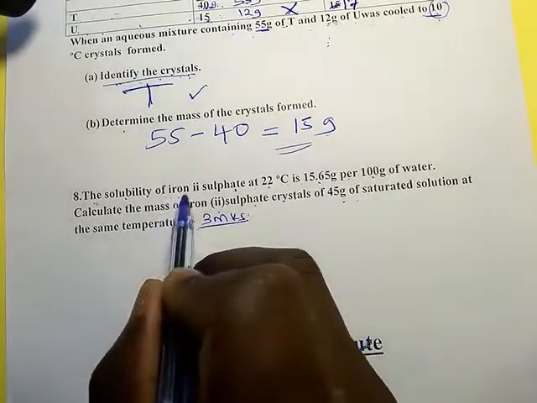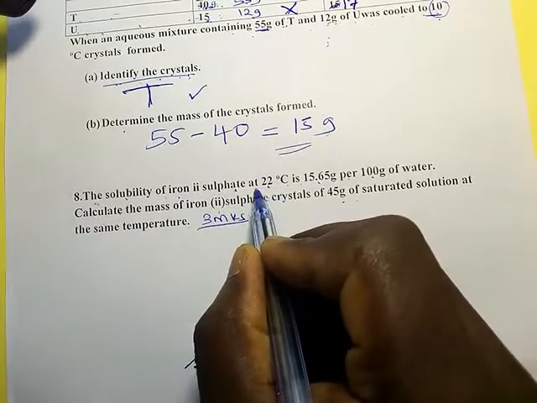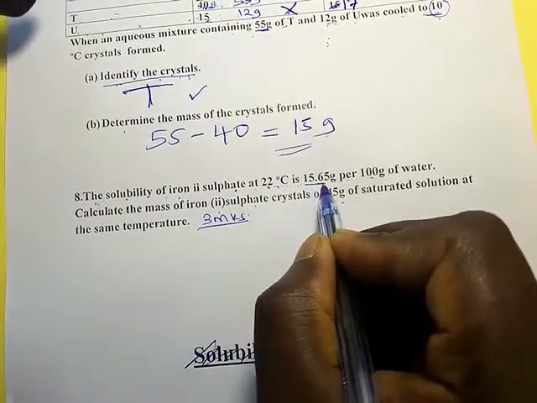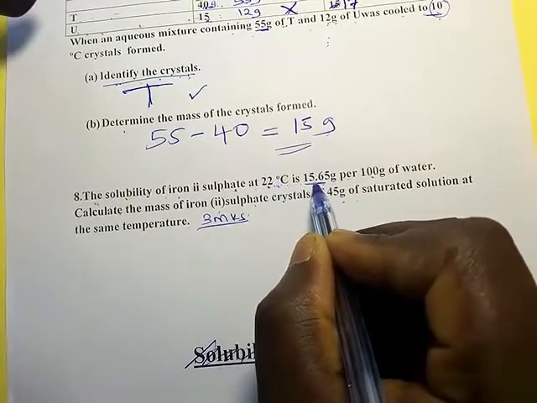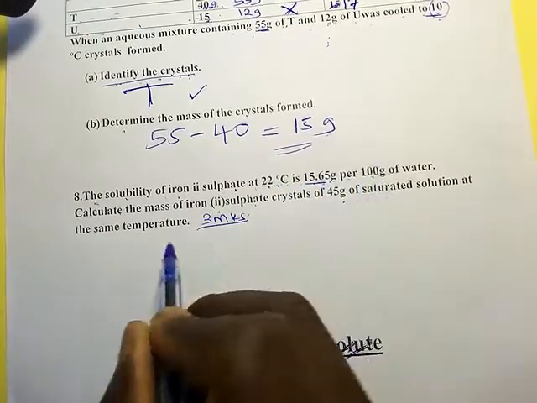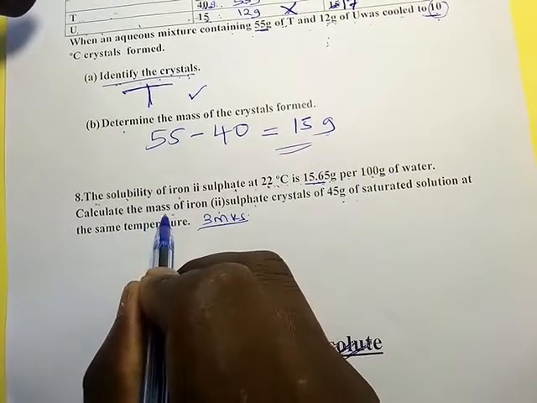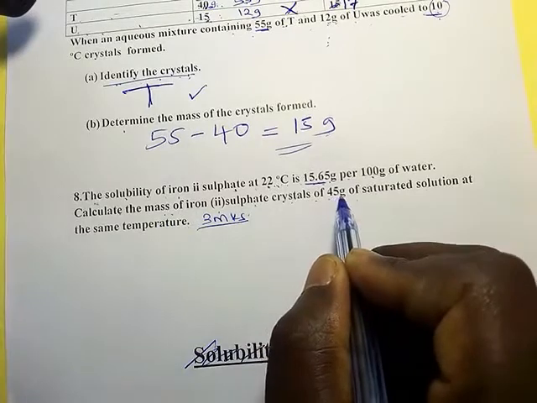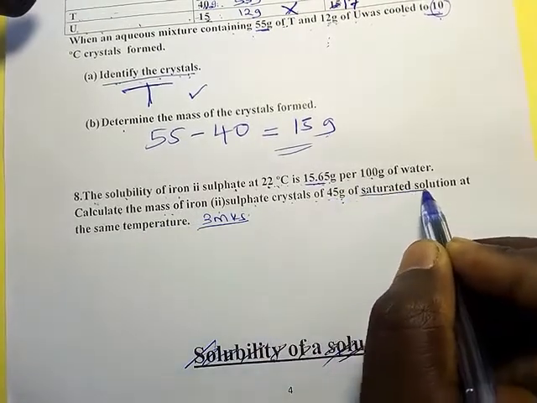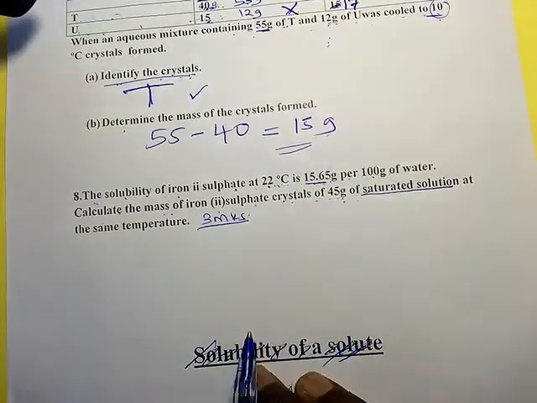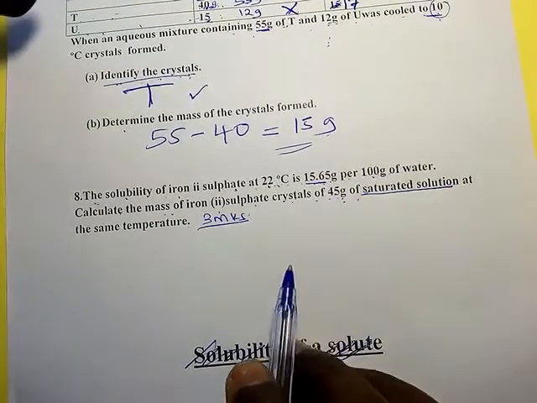The solubility of iron 2 sulfate at 22 degrees is this, very important. So we have the solubility at 22 degrees Celsius to be 15.65 in 100 centimeters cube of water. We wanted to calculate the mass of iron 2 sulfate crystals of 45 grams of a saturated solution. Very important. So we start at this point.